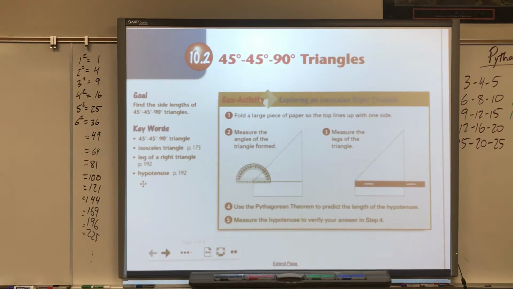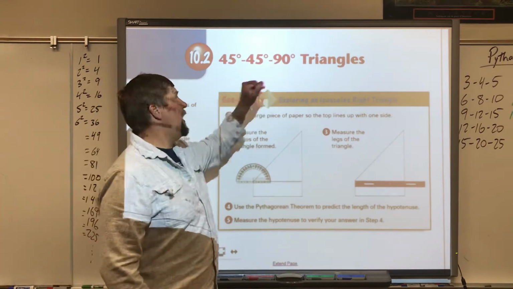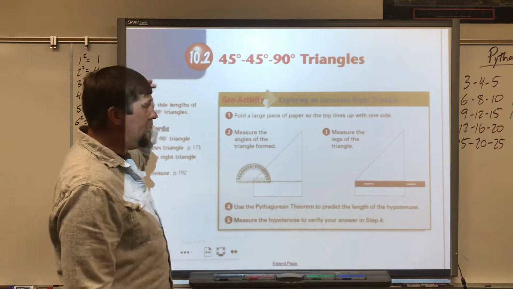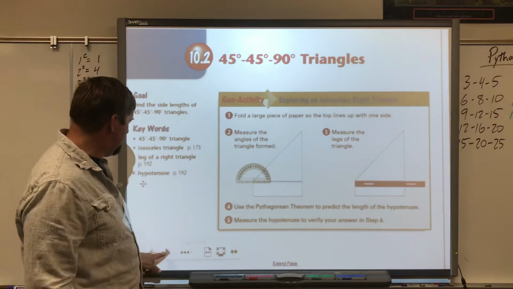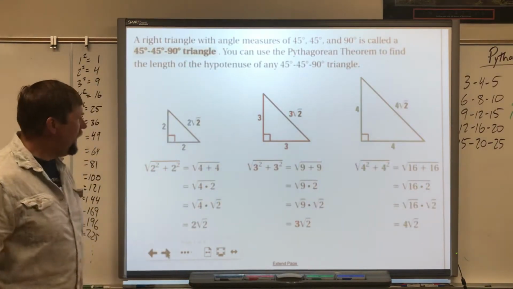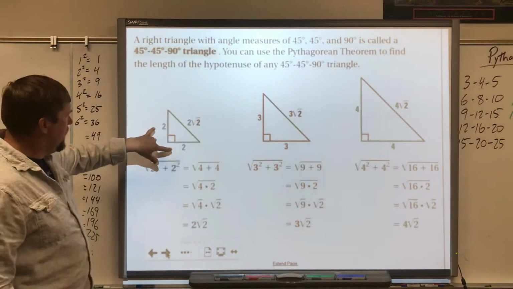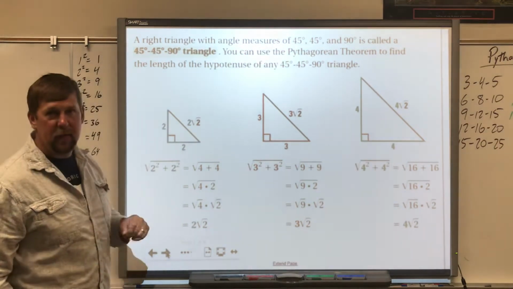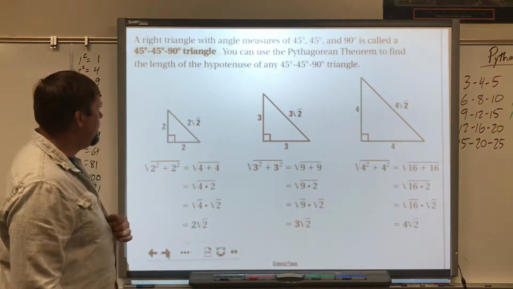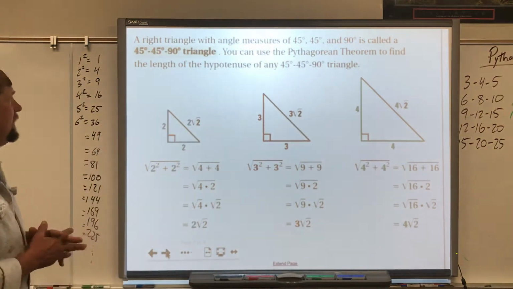Section 10.2 is on 45, 45, 90-degree triangles. Basically what that is, you have a right triangle, because it's a 90-degree triangle with two 45-degree angles, which really puts it at an isosceles right triangle. When you have an isosceles right triangle, you've got two sides that are exactly the same. The hypotenuse is going to be a little bit longer than that, and this is the commonality between it.